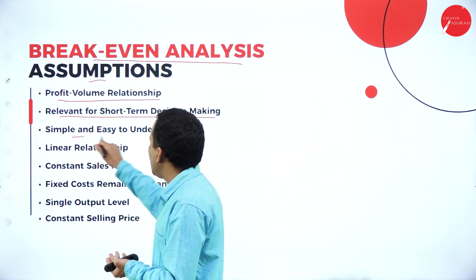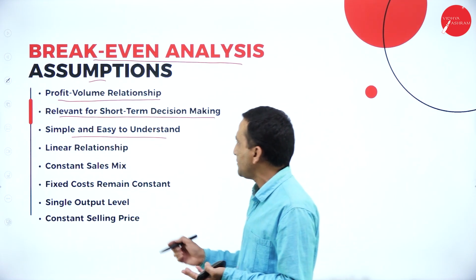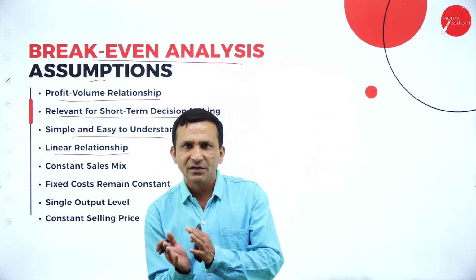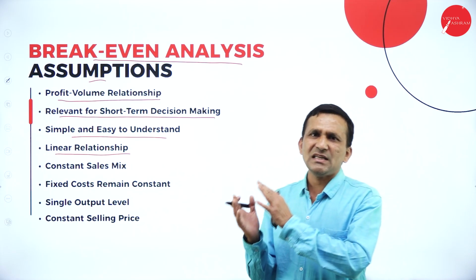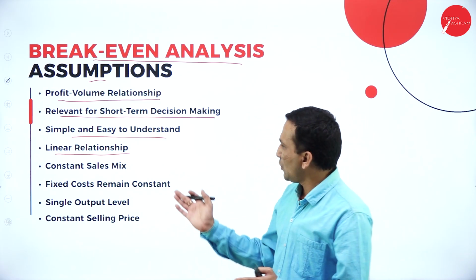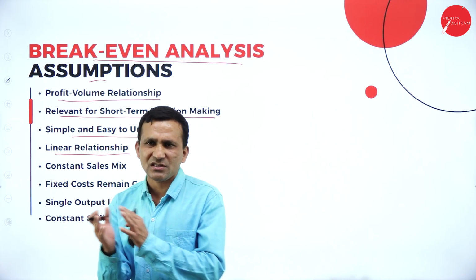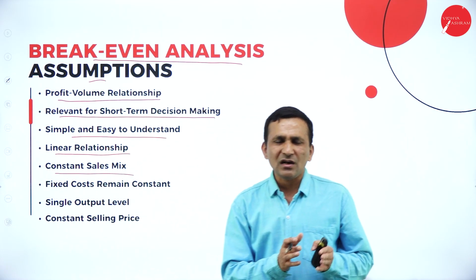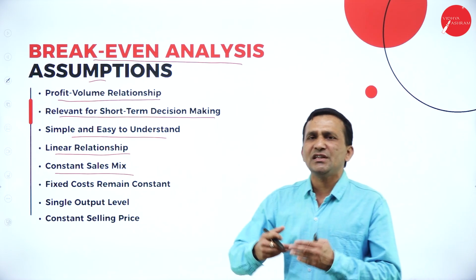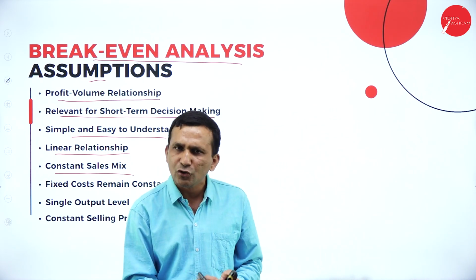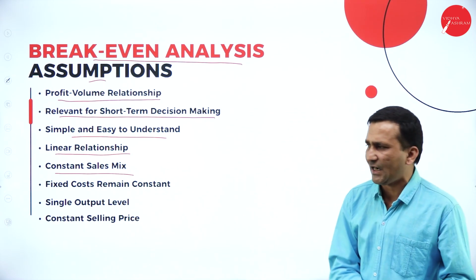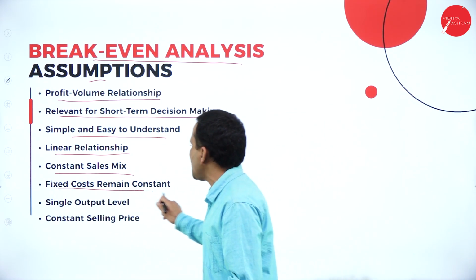Next, again a simple and easy to understand assumption: the linear relationship between cost as well as profit, units as well as revenue generation. So a linear relationship, fixed cost as well as variable cost. And the constant sales mix. The constant sales mix means there are different types of cost you have to bear for the expected sales. There are different costs incurred, right? So fixed costs remain constant.